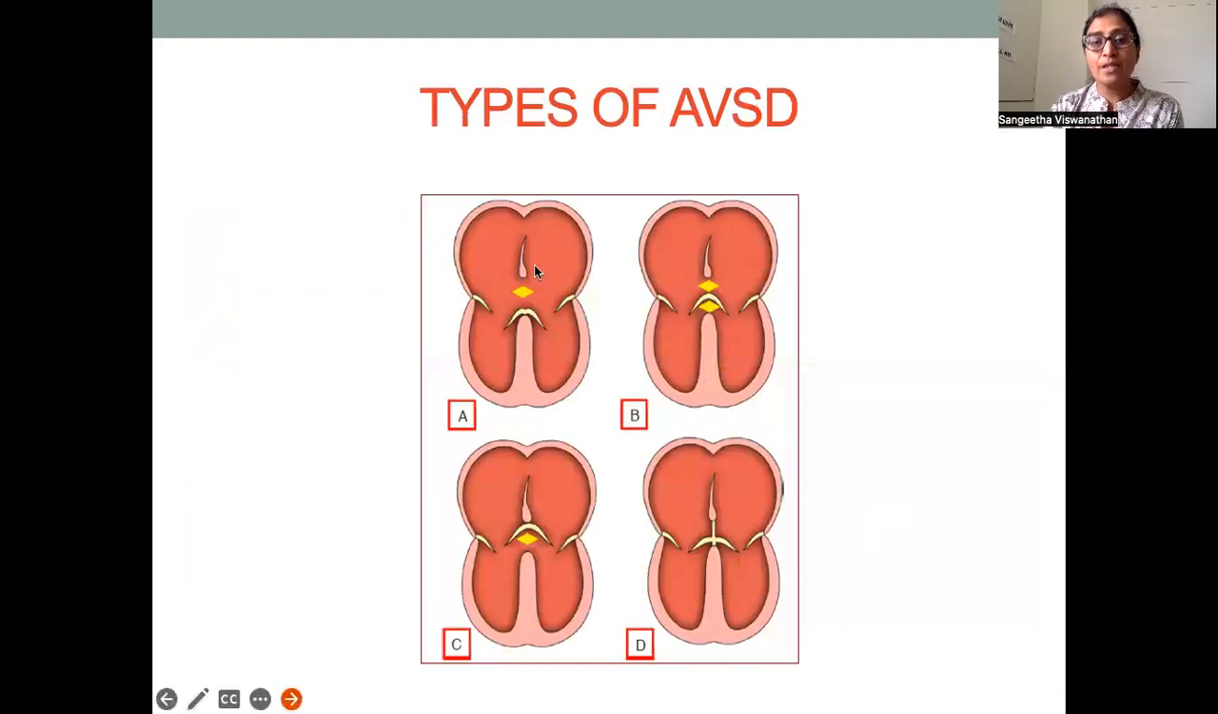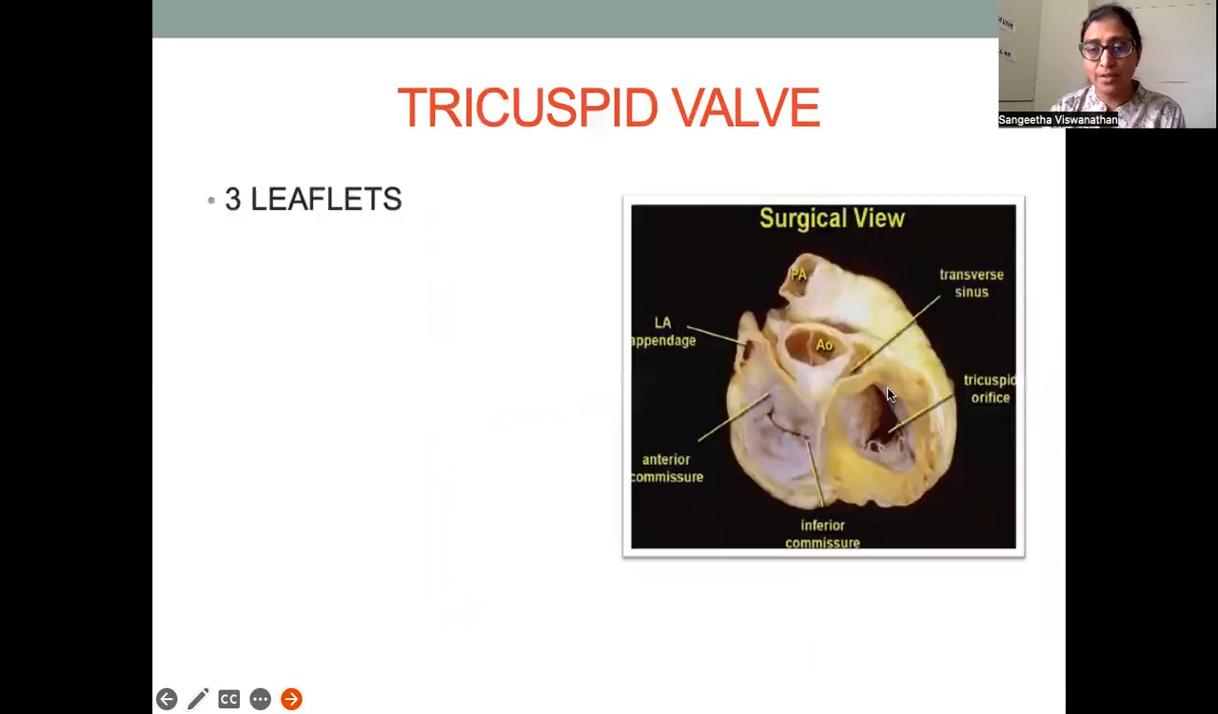So types of AVSD, you can have a complete AVSD where you have a ventricular septal defect and an atrial septal defect that is seen in figure B. You can have just a partial AVSD, that is ostium primum defect alone, that is in figure A. You have only inlet VSD. So the atrial component is not there, only VSD is there, that is figure C. These are the various options. Sometimes the ventricular septal component is very small and it can be called a transitional defect.